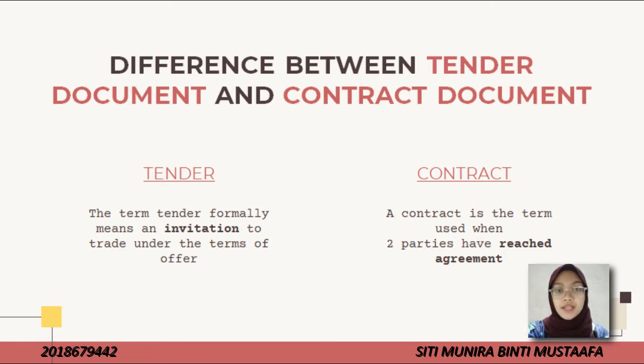The highlight of tender is invitation, meaning an invitation to trade under the terms of offer. As we know, there are many types of tender: open tender, closed tender, selective tender, and negotiated tender. For a contract, the highlight is agreement, meaning the term used when the two parties have reached agreement.